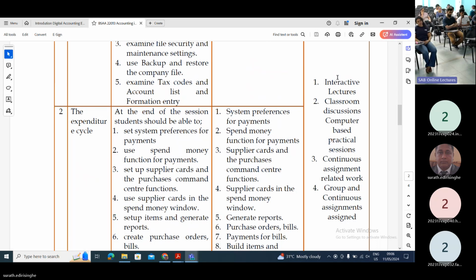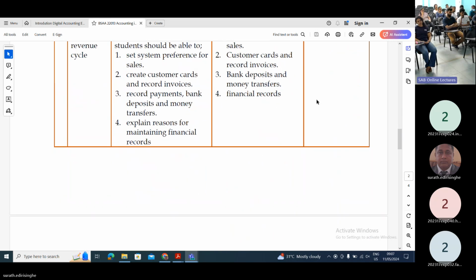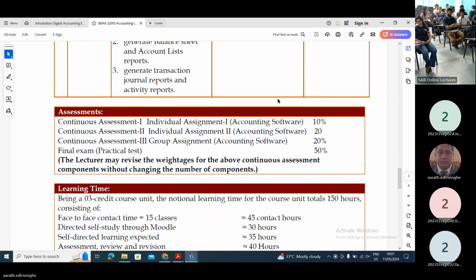Keep in your mind a very important point: point number 3 and point number 4, continuous assessment and your group work. Later you can read. Another important section here is the assessment method. Look at your assessment method, keep in your mind. There are 2 individual assessments: assessment number 1 and assessment number 2, with 10% and 20% weightage. And group work, 20% weightage. And the final practical test, the all-line practical test.